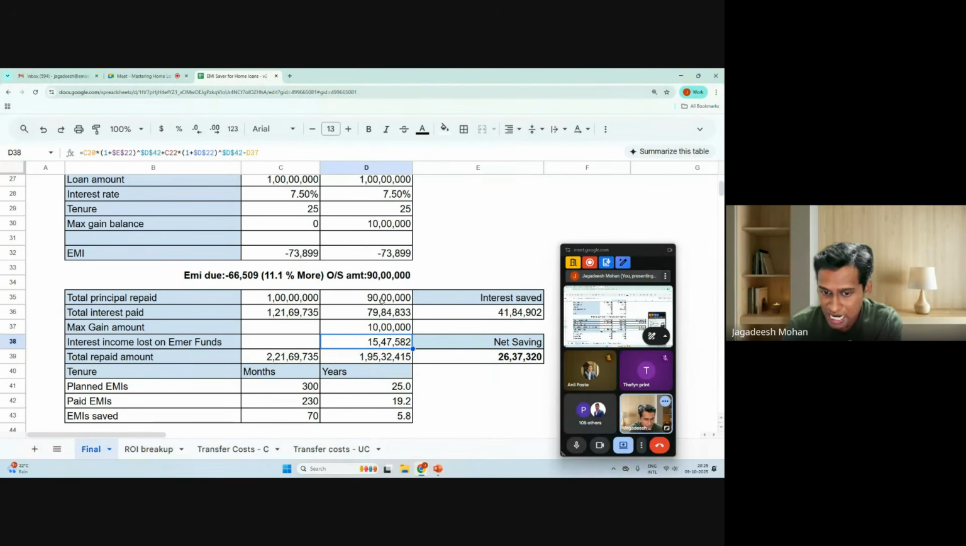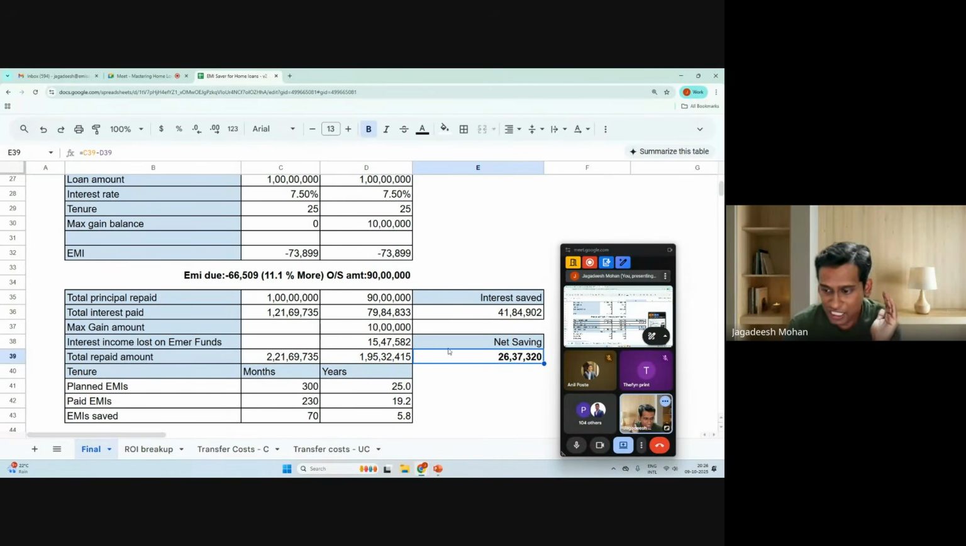Now, if I add all the expense on this side, it comes to 1.95 CR. Here it is 2.21 CR. So if I do a calculation, from a cash flow perspective, money out of your account, you are up by 26 lakh 37,000. Okay.